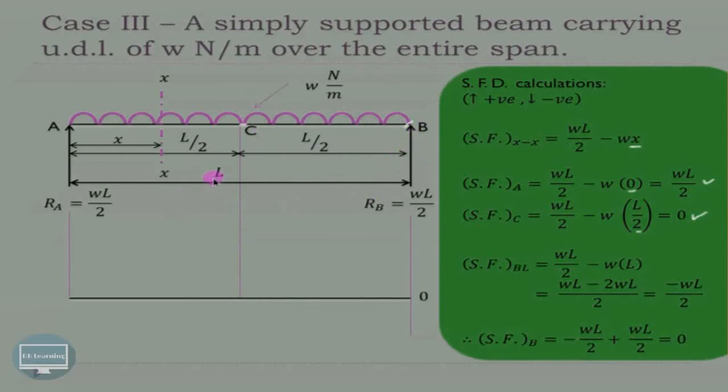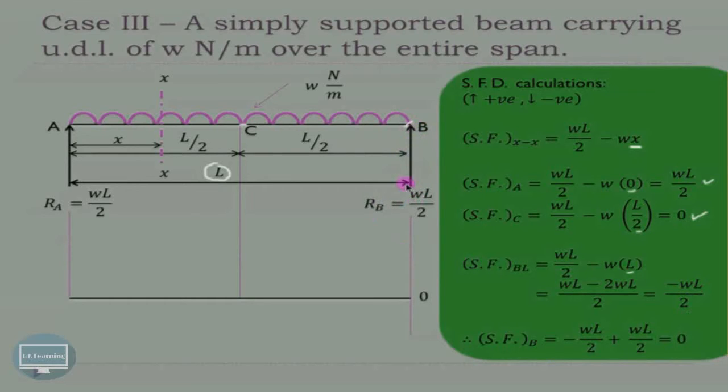Now at point B, the value of x will be L, because it is the total span length that we have to consider. Again x is measured from A to B, and therefore the A to B length will be L. So x is equal to L, and in place of x we substitute L. So it is WL by 2 minus WL, which is WL minus 2WL upon 2, that is minus WL by 2. So that is the shear force at B left.